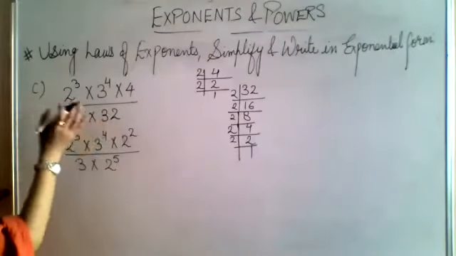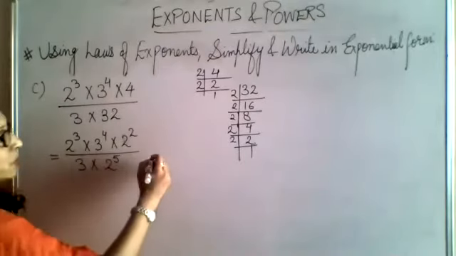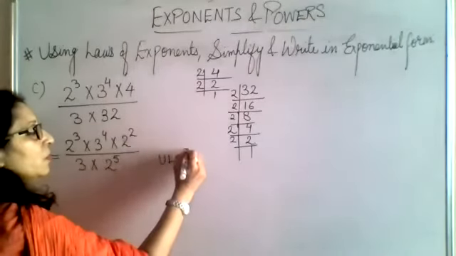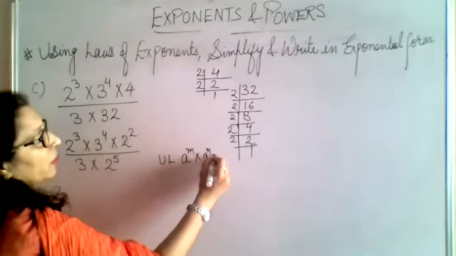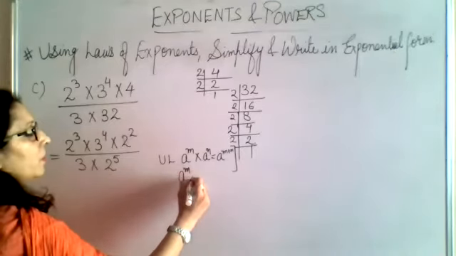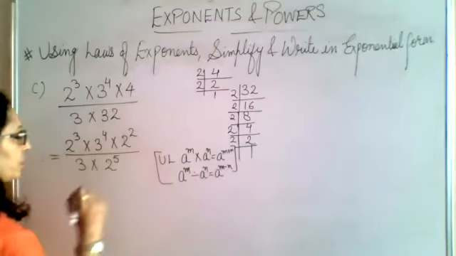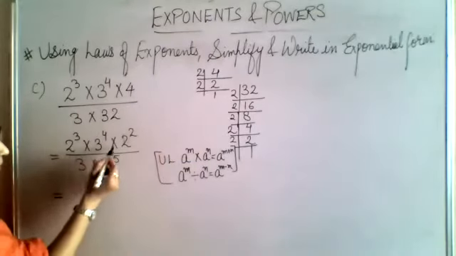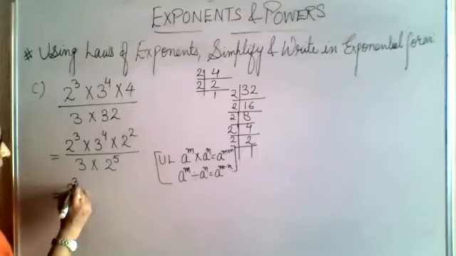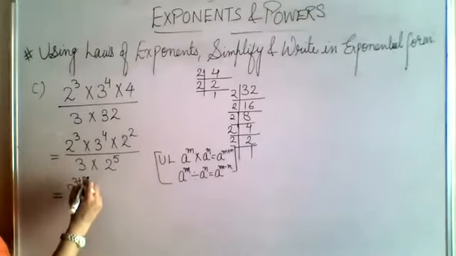After writing all composite numbers as prime numbers, now you will apply the law. Multiply sign and division. a raised to power m multiplied by a raised to power n, powers will be added. a raised to power m divided by a raised to power n, powers will be subtracted. Here 2 multiplied by this one, you will add powers, 3 plus 2.